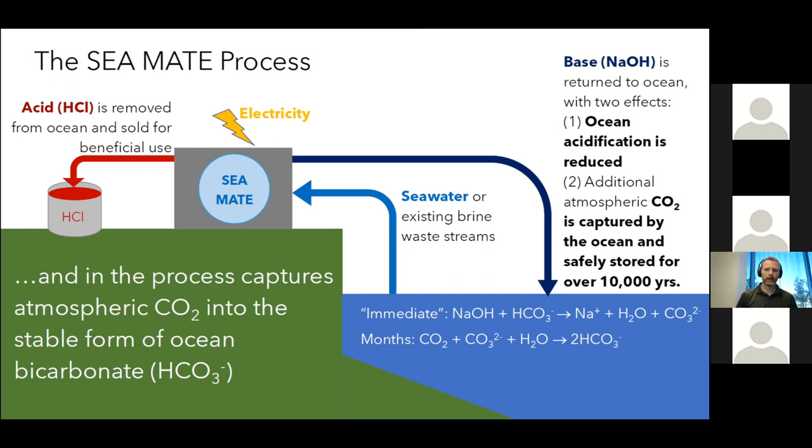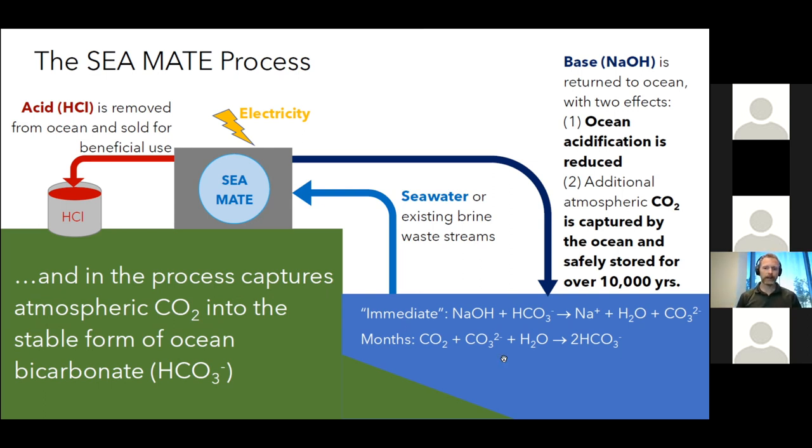So I write these two chemical equations here and I'll walk you through them. The immediate, in quotes, so it's a very fast reaction, is that bicarbonate is converted to carbonate, right? So HCO3 is converted to CO3. And the pH increases in this process. So that's the immediate reaction that happens very quickly.